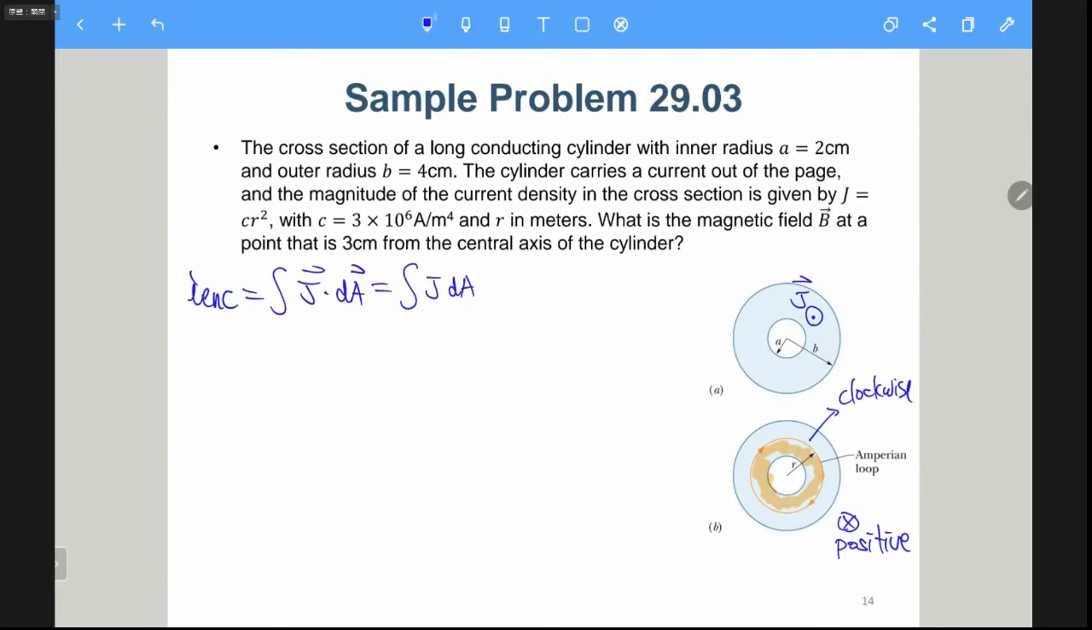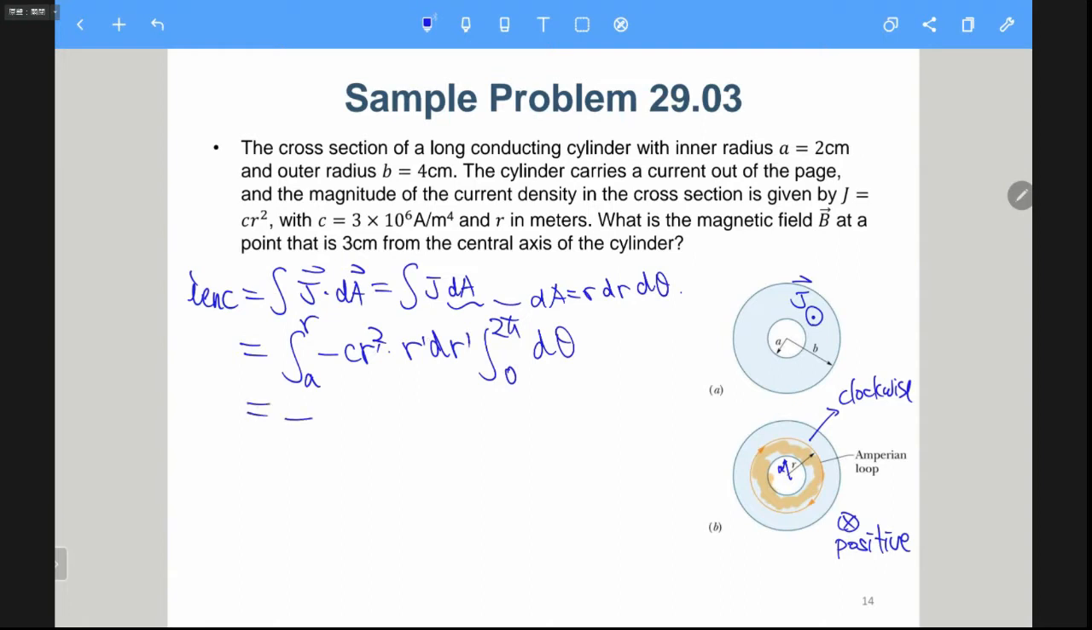So in this case, J will be a negative value. So we have negative c r squared. And dA is r dr d theta. So we have r dr and then d theta. Theta is the whole circle, so it is from 0 to 2 pi. And then r dr, we should integrate from a to r. We probably should make it r prime here for the dummy variable. So we have negative c, and then here we have r prime cubed dr prime from a to r, and then the integral of d theta from 0 to 2 pi.